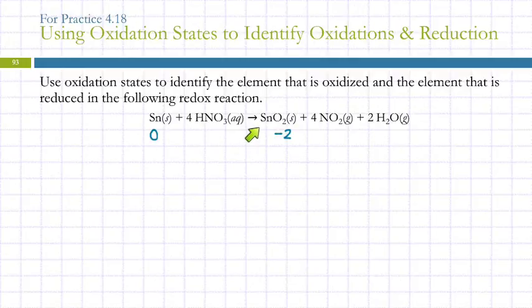So what's the charge on the tin ion? +4. Those are charges on monatomic ions. The charge and the oxidation state are the same number.